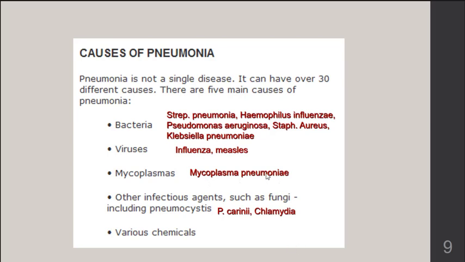Mycoplasma pneumonia is also something that can impact people more likely if they're immunocompromised. We have pneumocystis. This is potentially what would cause pneumonia more likely in somebody that has AIDS. Chlamydia as a cause is rare, but what I would like to point out is that mycoplasma, pneumocystis, and chlamydia are opportunistic pneumonia.